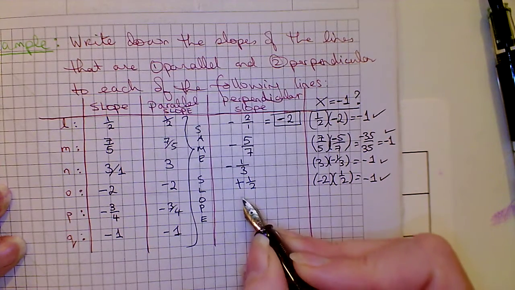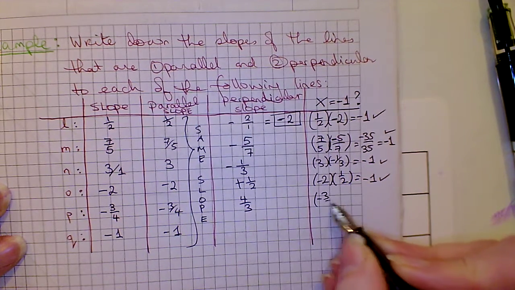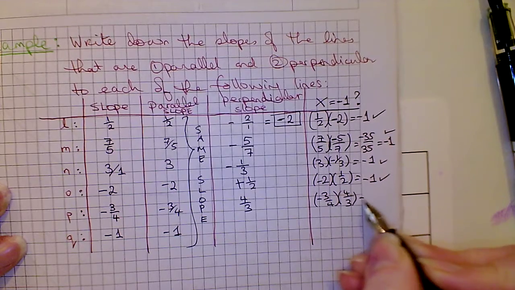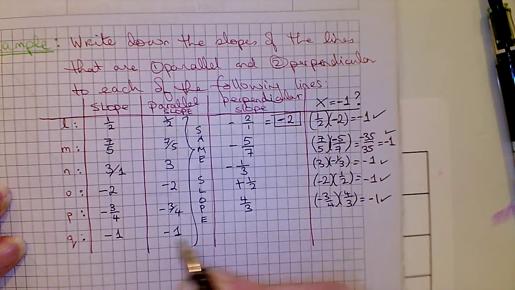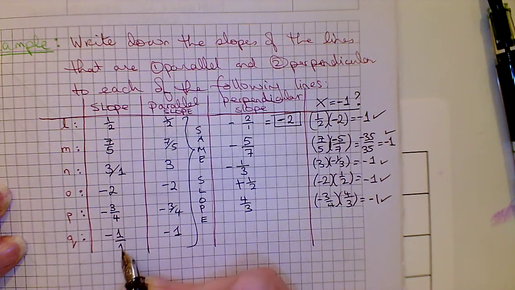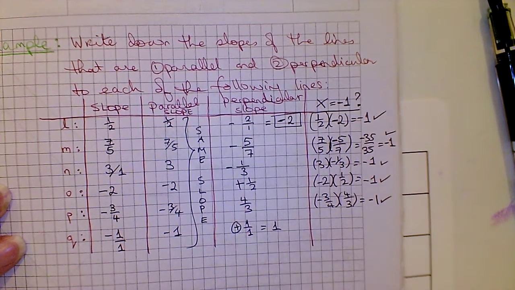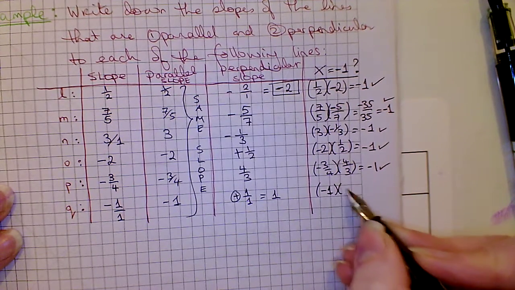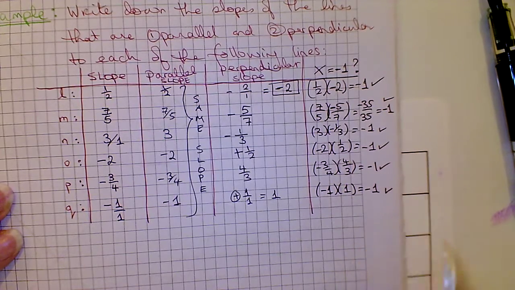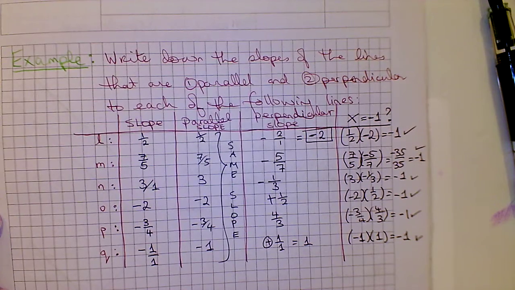Minus 3/4, so it's going to be plus 4 over 3. You can write down the plus if you want to. Minus 3/4 by plus 4/3 is minus 12 over plus 12. It's minus 1. And finally, this one. This one's a bit tricky, because what is this? This is minus 1 over 1. So when I turn it upside down, I get 1 over 1, and change the sign to get plus. So it's plus 1. That's the one that catches people out a little bit. Is a minus 1 by a plus 1 equal to minus 1? It is. So there we go. That's our parallel and perpendicular slopes.